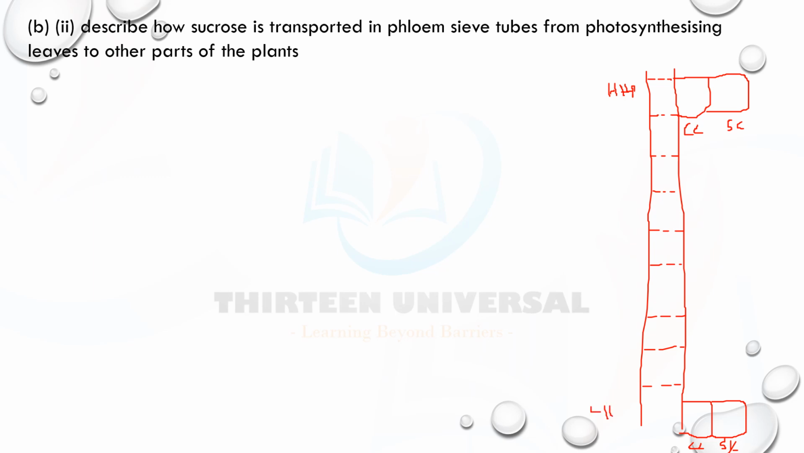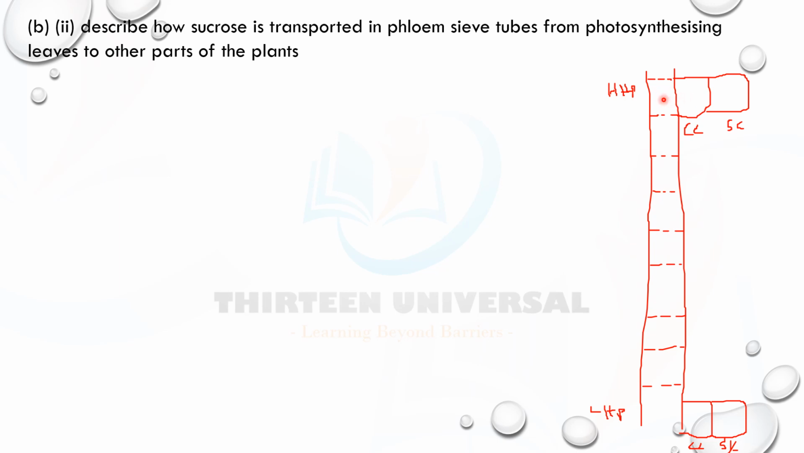The high hydrostatic pressure is set up at the source. The sieve tube elements at the source have high hydrostatic pressure. So it moves by mass flow down the hydrostatic pressure gradient. But how does it do that? First of all, sucrose is loaded. We're going to talk about that later. Sucrose moves from the companion cell by diffusion through the plasmodesmata into the sieve tube element.